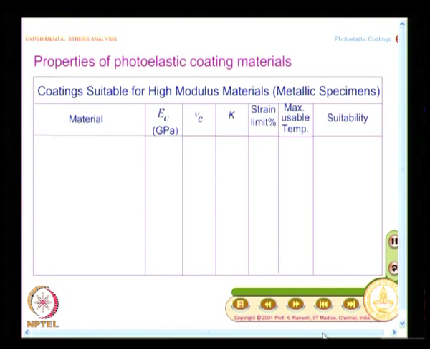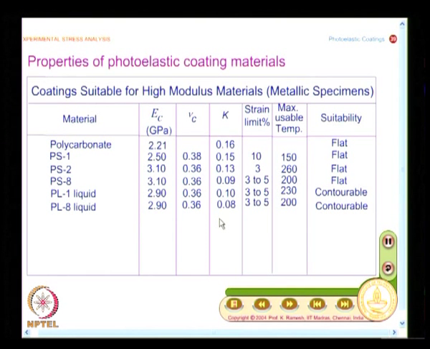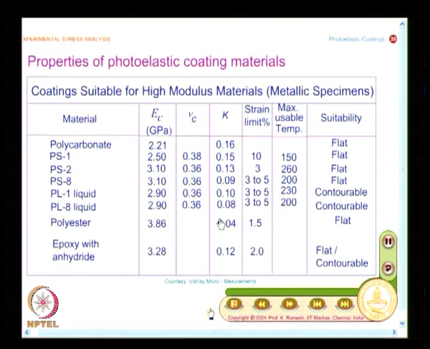And I said that the Young's modulus is a very key factor, because we do not want this to reinforce the specimen. So, you have coatings available separately for high modulus materials, and if you look at the Young's modulus, it is around 3 GPa, whereas for metallic materials, aluminum is 70 GPa and steel is 210 GPa. So, if you have a coating which is just 3 GPa, it will not reinforce that.